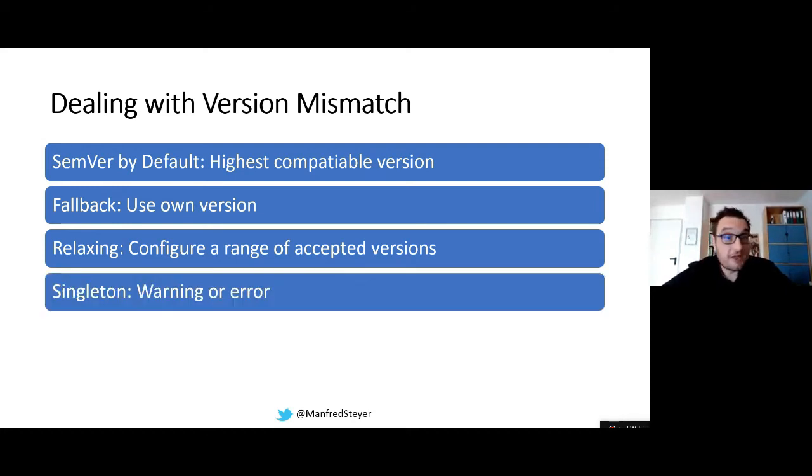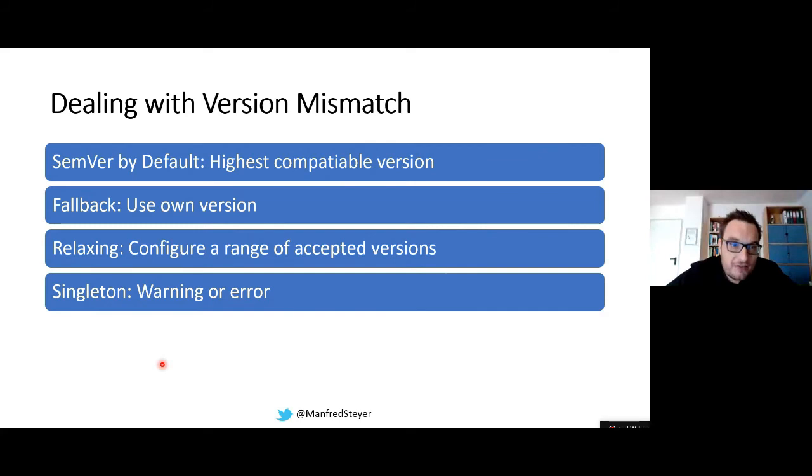Or you could configure a singleton. You could say, no, if there are two non-compatible versions, I will emit a warning at runtime, or you could even make it emit an error, fail fast. We are failing immediately when the application starts because we find out that we have a version mismatch. This is called a singleton, which means we are only allowed to load one single version of the framework.